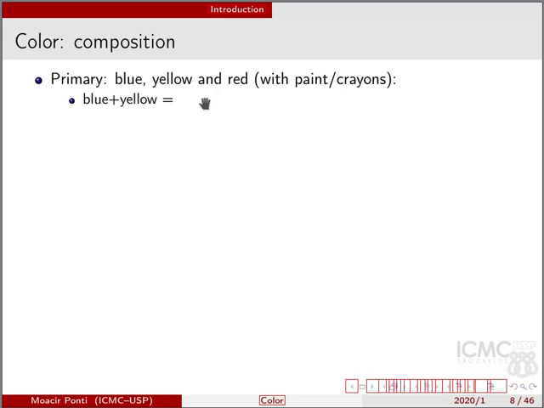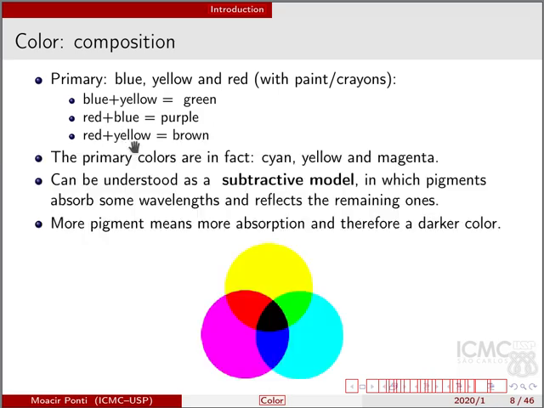When you have, for example, three colors that we call primary colors, blue, yellow, and red, and we use paint or, for example, crayons, and we mix blue and yellow, what we have is green. We did that in kindergarten, right? When we mix red and blue, this is purple, and red and yellow is brown.